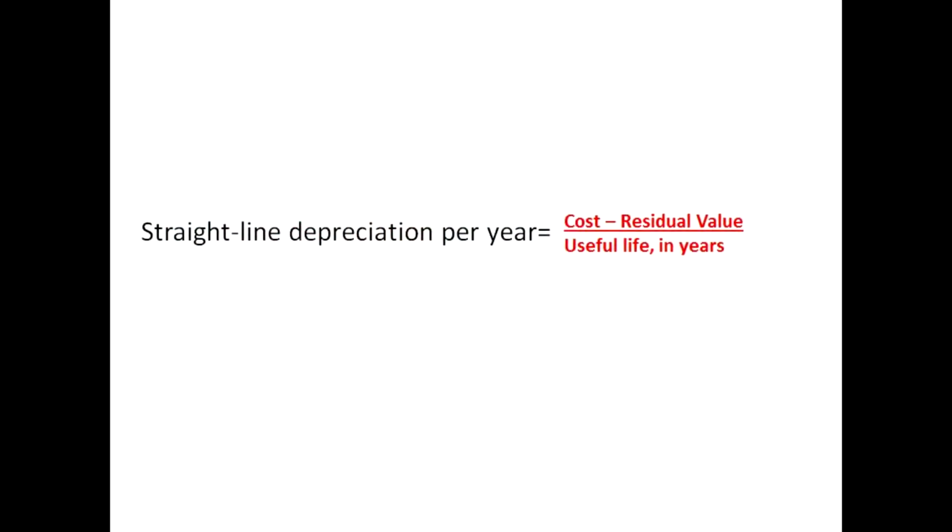Straight line depreciation is calculated by taking the purchase or acquisition price of an asset, subtracted by the salvage value, divided by the total productive years the asset can be reasonably expected to benefit the company.